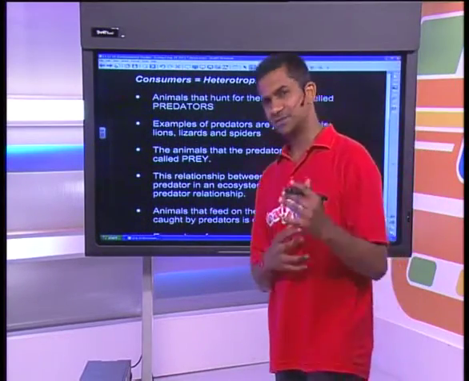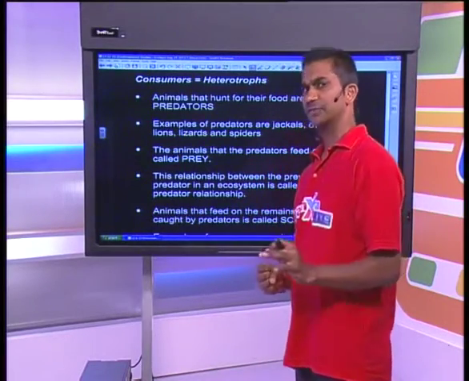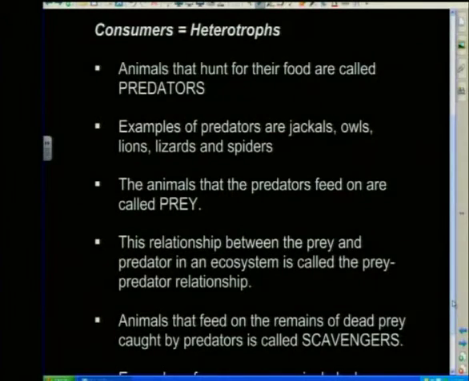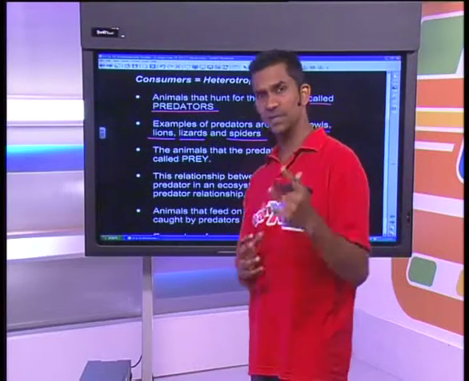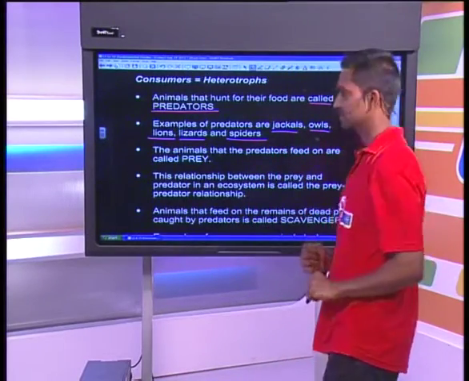Some consumers are also referred to as predators, and some as scavengers. So let's look at the difference between a predator and a scavenger. We know that many animals hunt, and they need to hunt for their food, and that process of hunting is essentially important for them to survive. So animals that hunt for their food are called predators. Examples of predators are jackals, owls, lions, lizards, and even spiders, as they will set traps, spin their webs and catch other insects, and hence we refer to these as predators.